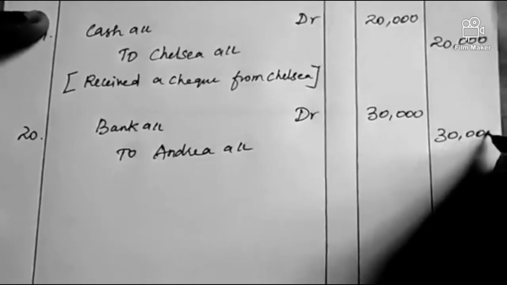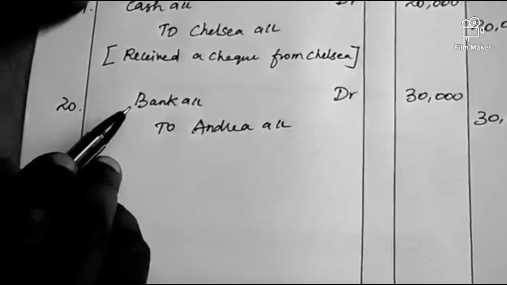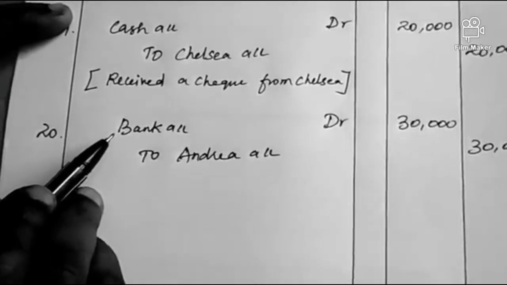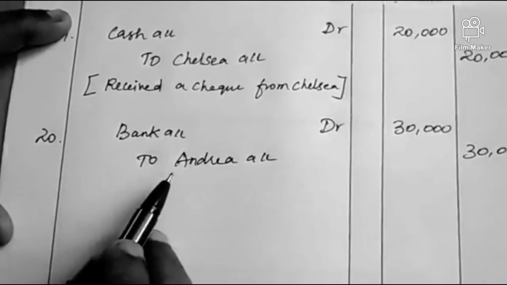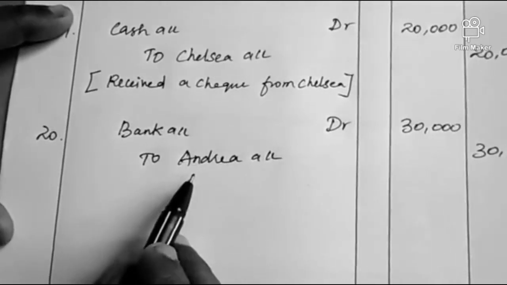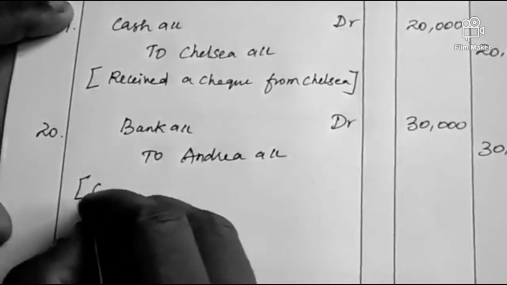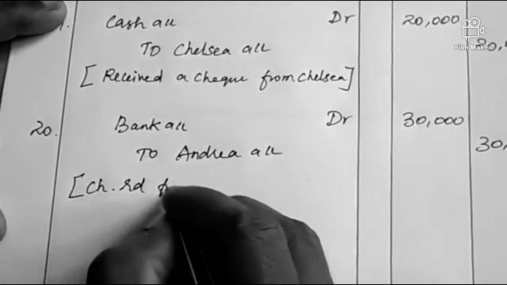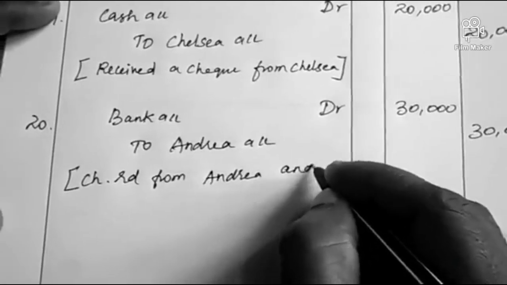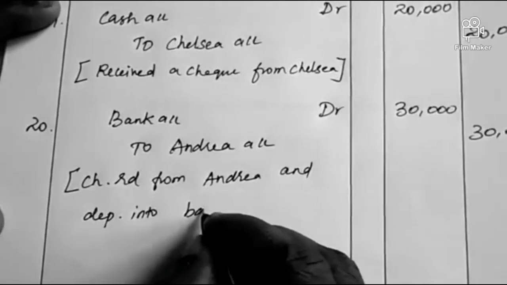See, both are personal accounts. Personal account rule is debit the receiver, credit the giver. When you deposit the check into the bank, who will be the receiver? The banker will be the receiver, so bank account debit. Who is the giver? Andrea is the giver. The check is given by Andrea. Narration: check received from Andrea and deposited into bank.